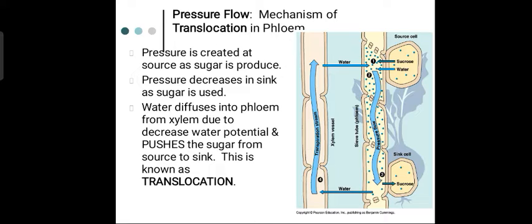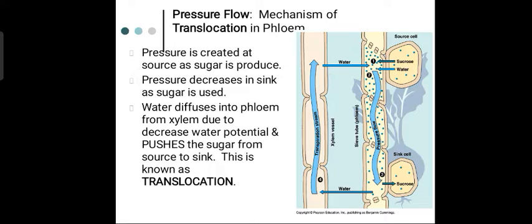A sugar source is the place where sugar is produced, and a sugar sink is the place where there is a deficiency of sugar or where the sugar is stored. So pressure is created at the source as sugar is produced. Pressure decreases in the sink as sugar is used.